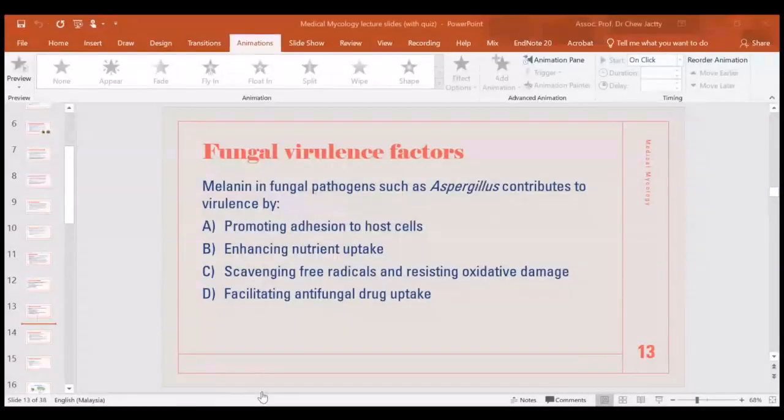Antifungals. Yeah, let me just, I don't want my face to pop up later in the recording. I find it a bit distracting.